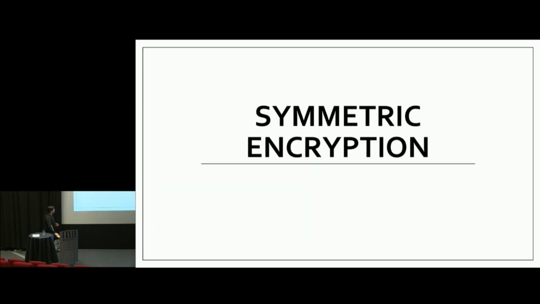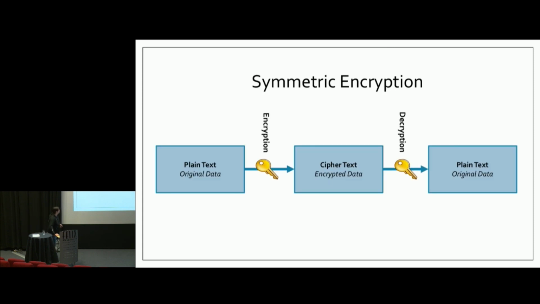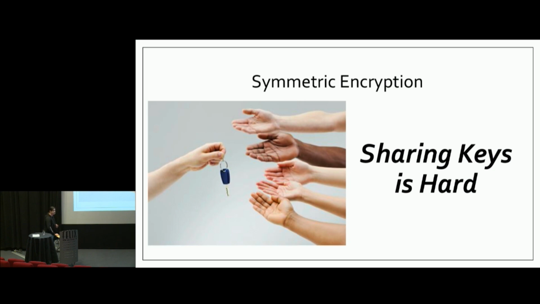Okay, so let's move on to encryption. So we'll start off with symmetric encryption. What this involves is you have a piece of data, you encrypt it with an encryption key, and then you decrypt it using the same key. That's why it's symmetric. But there's a problem with symmetric encryption, and that is that sharing keys is hard. So if I generate a 32-byte encryption key, and I want to send one of you some data, how do I get that key to you?